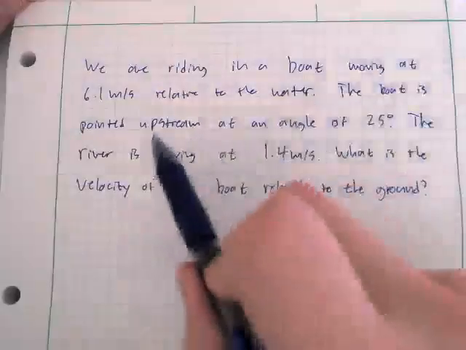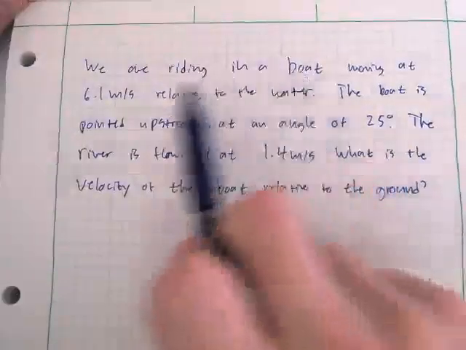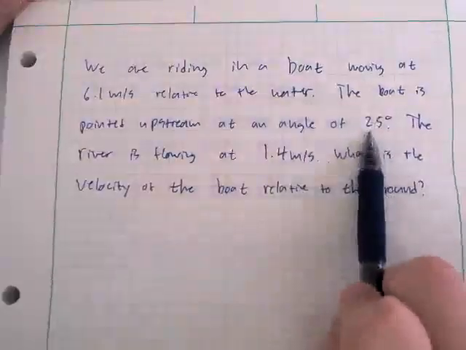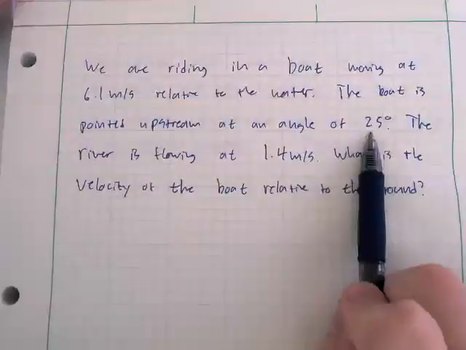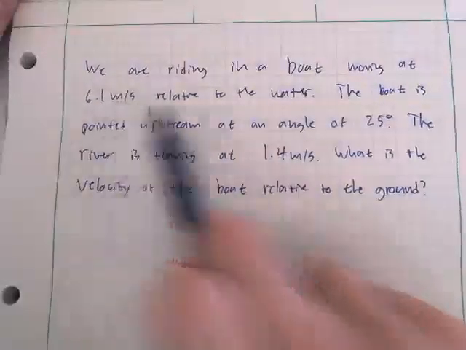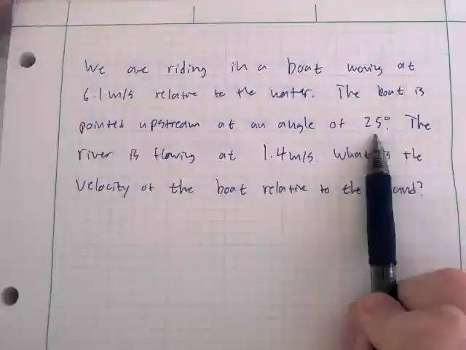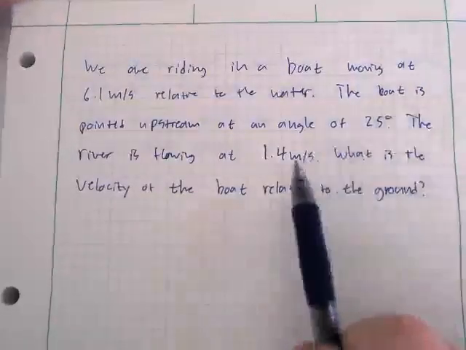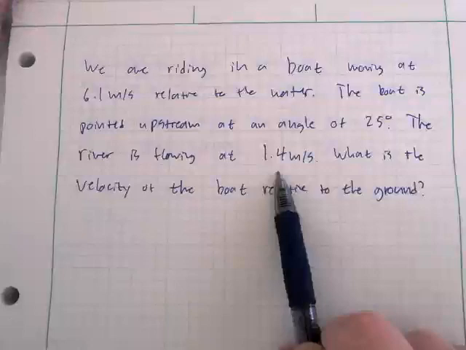So what are we given here? We're given everything that we want to know about the boat and its velocity relative to the water, but we don't know anything about the boat's velocity relative to the ground, right? We're given a magnitude and a direction of the velocity for the boat relative to the water, and we are actually given everything that we would want to know about the velocity of the river itself.